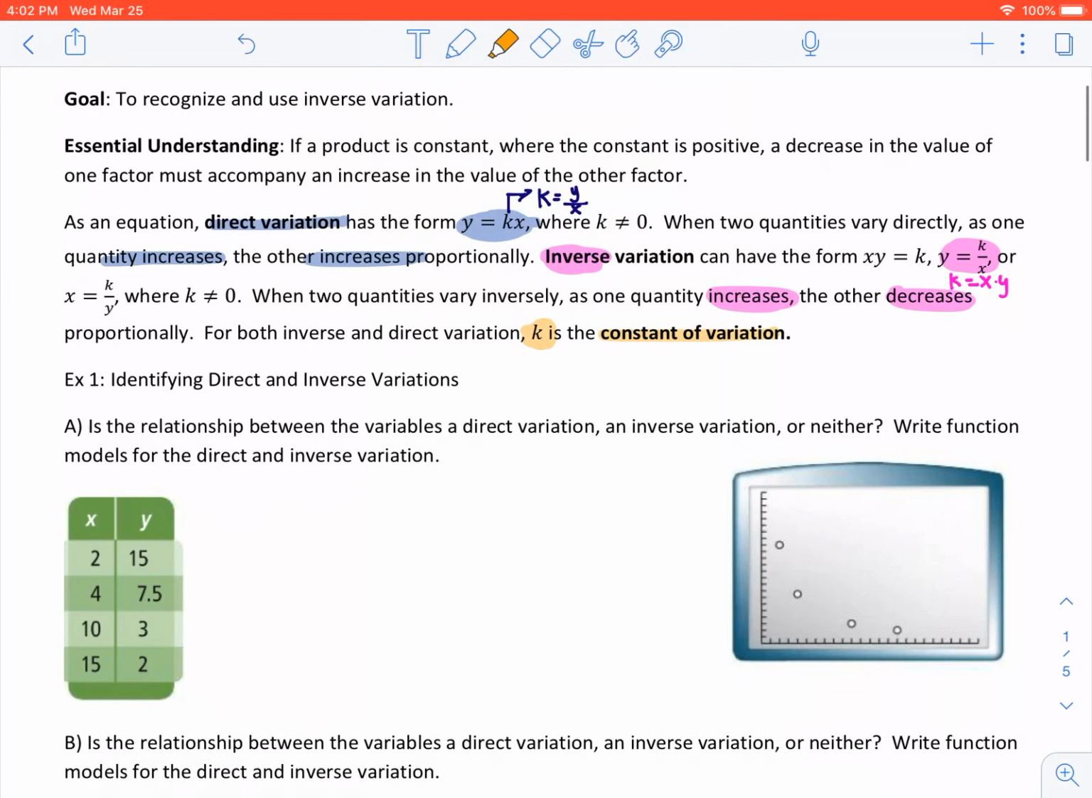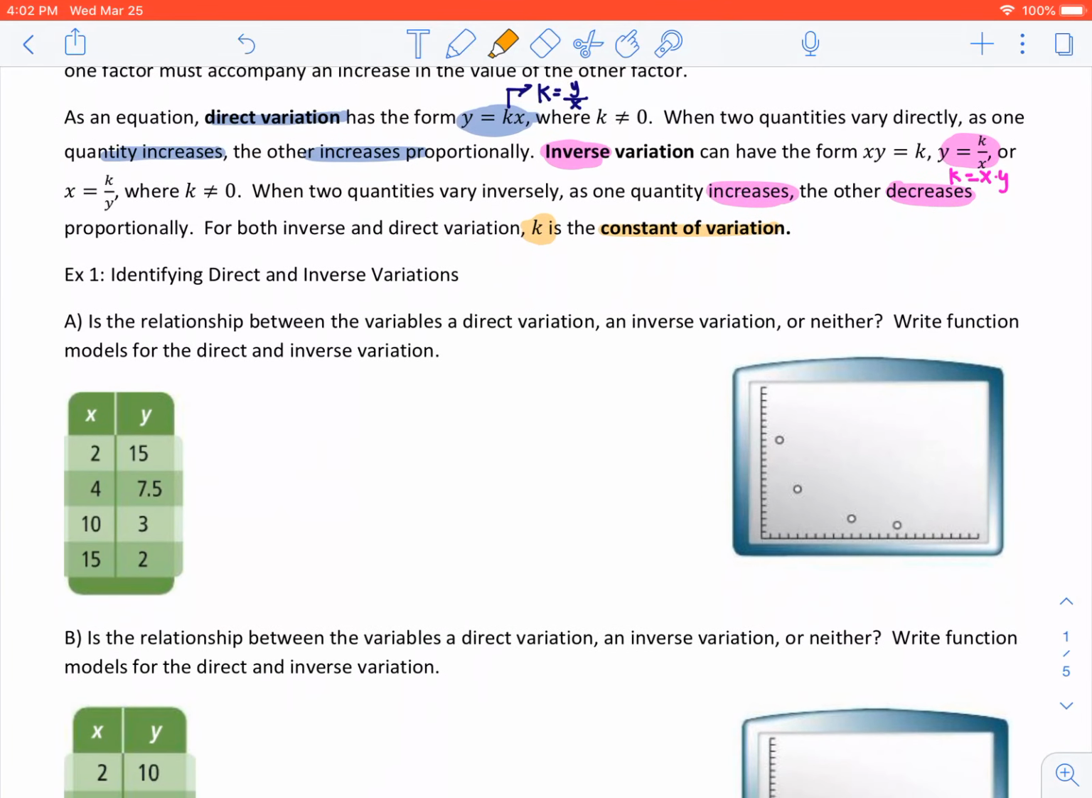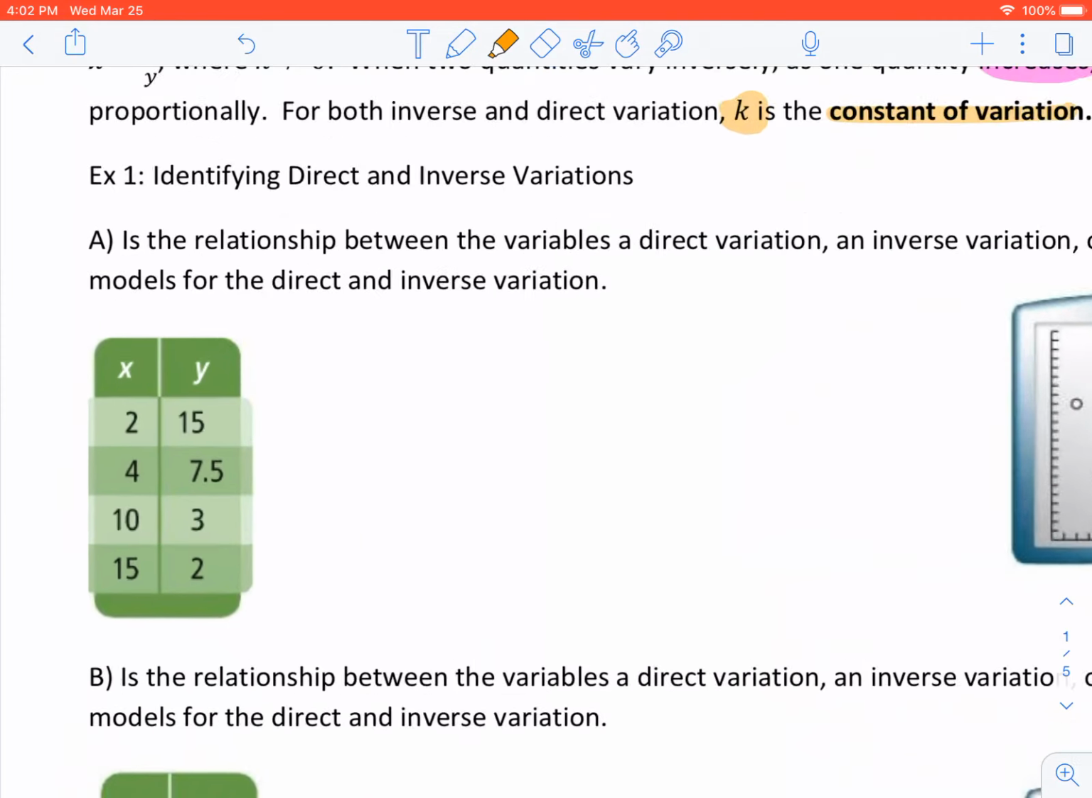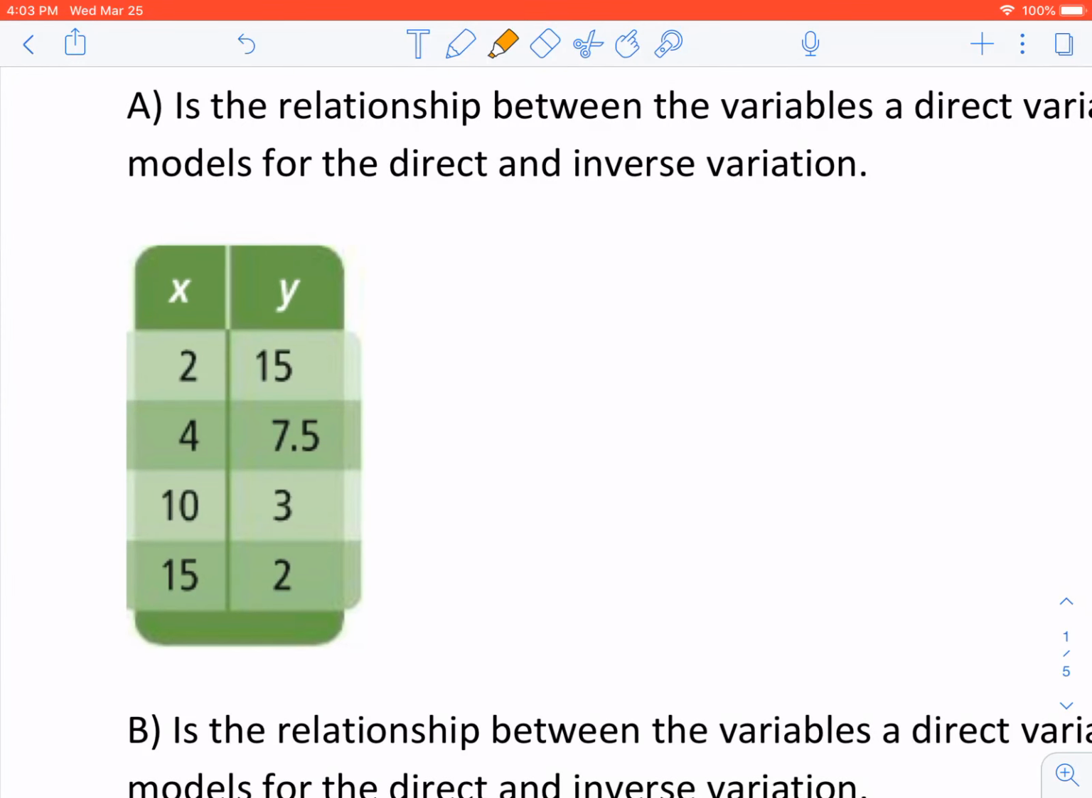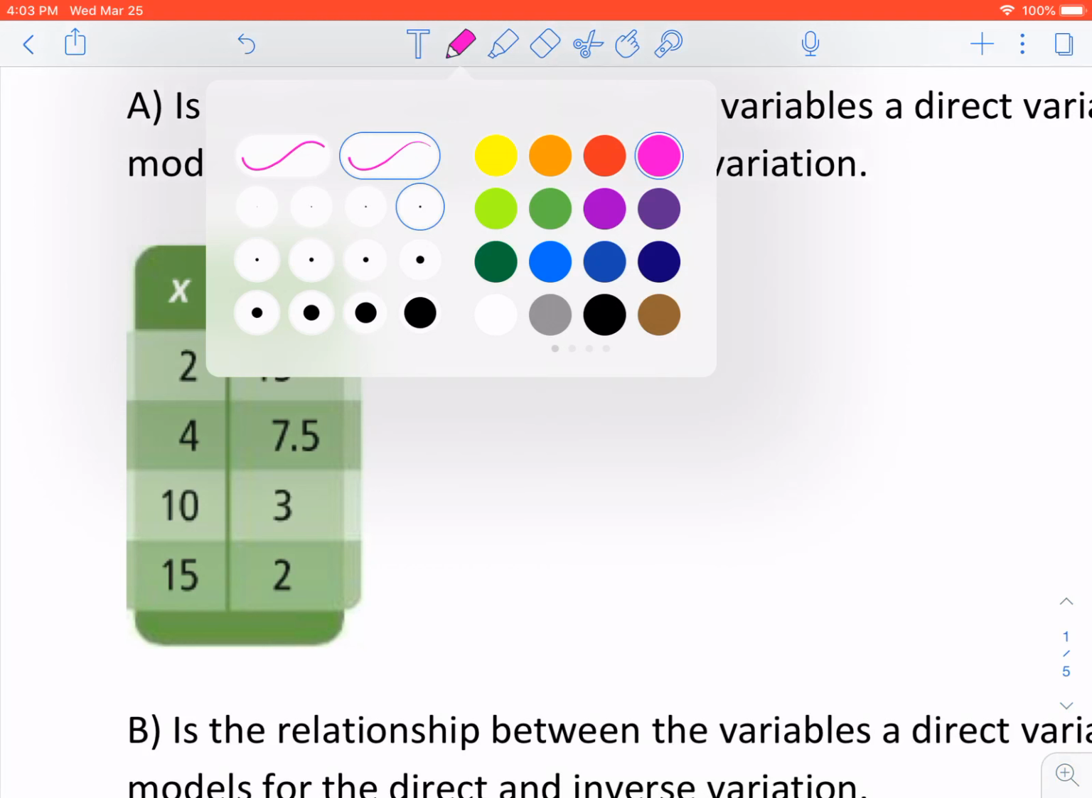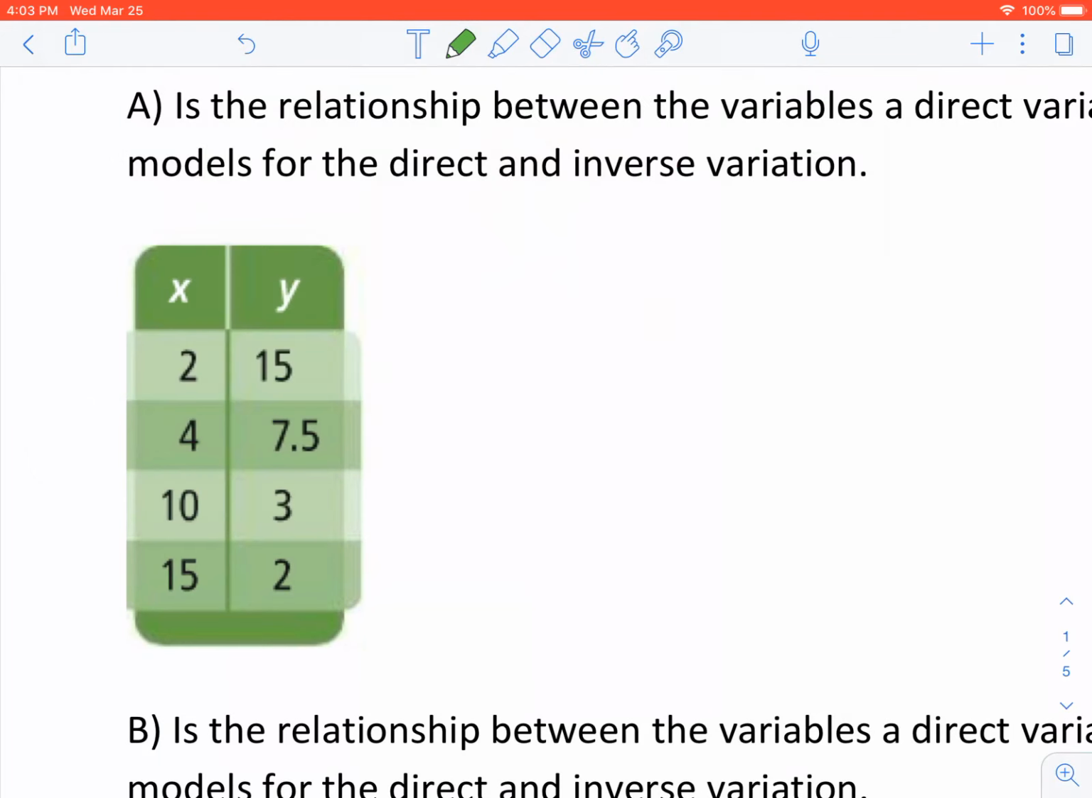So if we look at this first example, it says, is the relationship between the variables a direct variation, an inverse variation, or neither? We are going to write the function model for the direct and inverse variation. So if I look at this function model here, my x's are going 2, 4, 10, and 15. So I can clearly see here that we are increasing. And then my y's, 15, 7.5, 3, 2. We are decreasing.